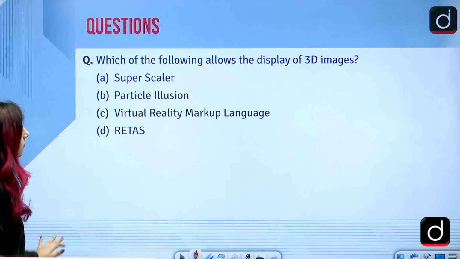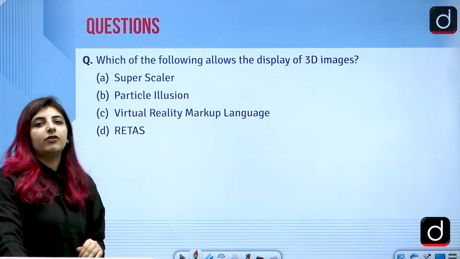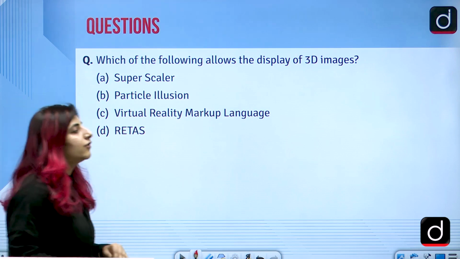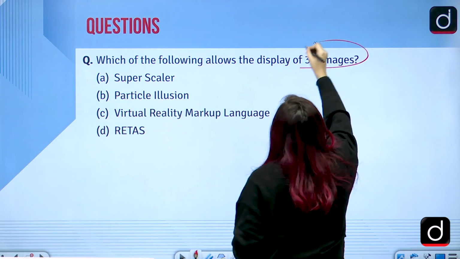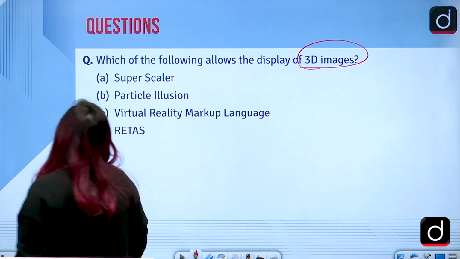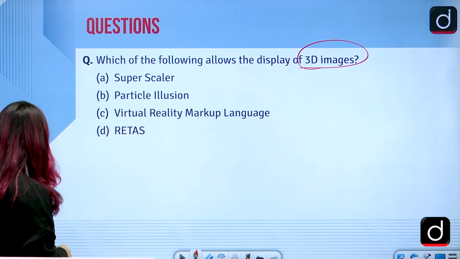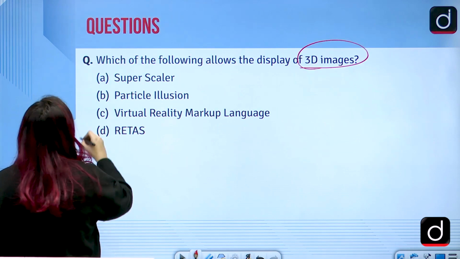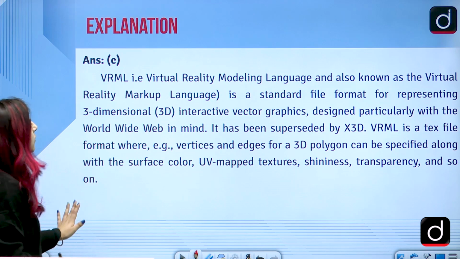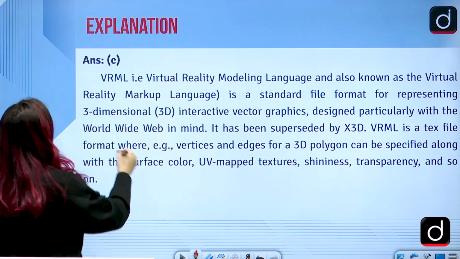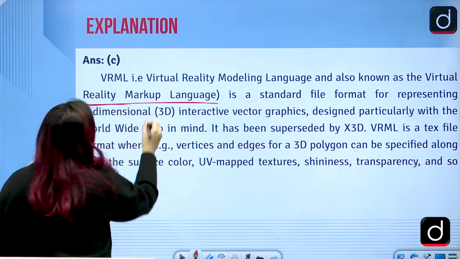Correct? Next we have the last question for today, which says: which of the following allows the display of 3D images? This was a recent question which was asked in the year 2021. The answer here is option C, that is VRML, that is Virtual Reality Modeling Language, which is also known as Virtual Reality Markup Language. Correct?